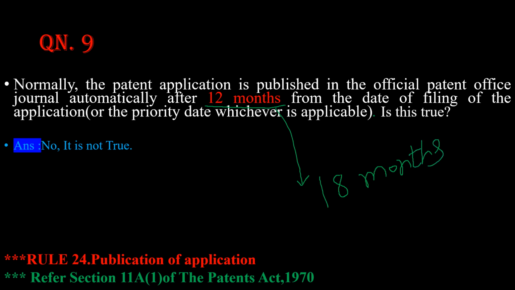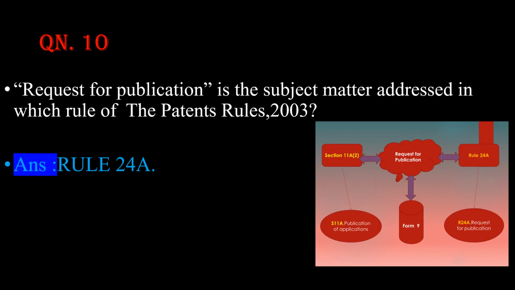This will be 18 months. So if the statement would have been, normally the patent application is published in the official Patent Office Journal automatically after 18 months from the date of filing of the application or the priority date, whichever is applicable, is this true? Then that statement would have been true. But here, as the time period is wrongly mentioned, this statement is false. Fine. And for this, please refer rule 24, that is publication of application, and also refer section 11A subsection 1 of the Patents Act 1970.